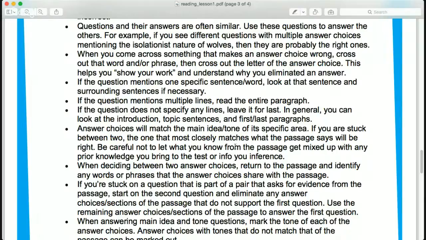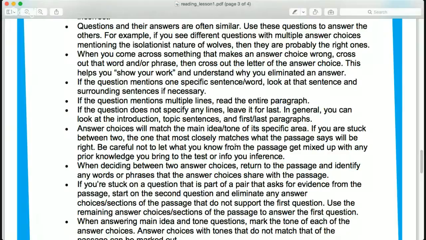If the question does not specify any lines, leave it for last. In general, you can look at the introduction, topic sentences, and first and last paragraphs for things like main idea, author's purpose, etc. Answer choices will match the main idea and tone of its specific area. If you are stuck between two, the one that most closely matches what the passage says will be right. Be careful not to let what you know from the passage get mixed up with any prior knowledge you bring to the test or info you infer. Again, just make sure you keep your personal life out of answering the SAT reading section.